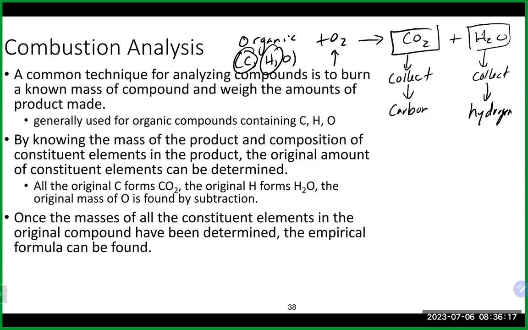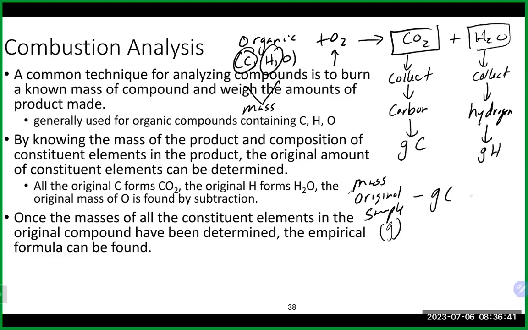But the good news is, if we know the starting mass of our original compound, and we use these to figure out the grams of carbon and the grams of hydrogen, we could take the mass of our original sample in grams and subtract the grams of carbon and subtract the grams of hydrogen that we collected. And what should be left at that point would be the grams of oxygen.